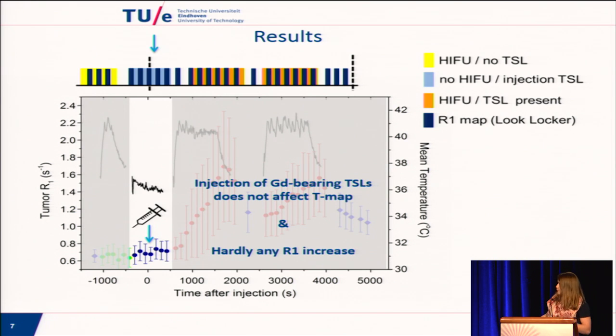Next, we wanted to see whether, if we did not heat the tumor, so here the tumor is still cooling down a little bit, but we do inject the liposomes, this would give a large susceptibility effect, and therefore would change anything in the temperature map or in the relaxation rate. So as you can see, there's hardly any relaxation rate increase as long as the liposomes are closed, so as long as the drug is still not released.